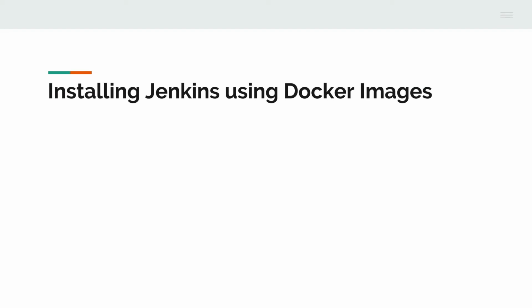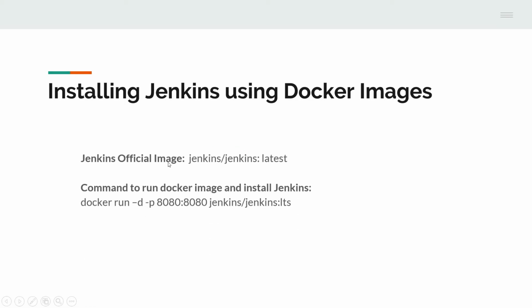Now we'll be discussing how to install Jenkins using a Docker image. Okay, so this is the official image of Jenkins, that is jenkins/jenkins:latest. You can use any tag over here. Whichever version of Jenkins you want to install, you can use that. By default, if you don't provide anything, it will take the latest tag. And to run a Docker image, you just have to use this command: docker run -d for daemon mode, -p is to enable the port. By default, Jenkins is exposed on 8080, and we just have to map that particular port to our external port, that is 8080, or you can use any of your ports. And then you just have to provide the Jenkins image name.